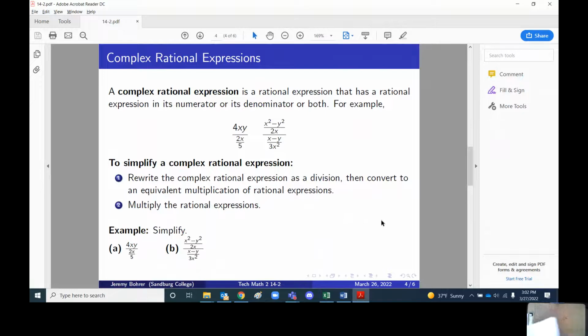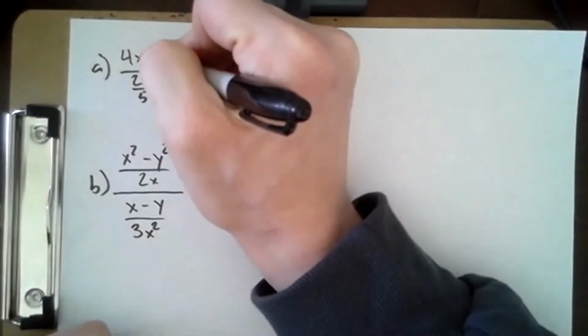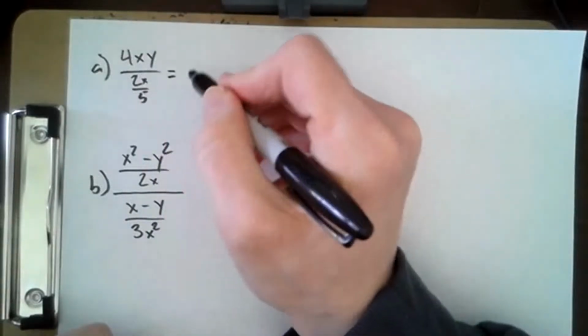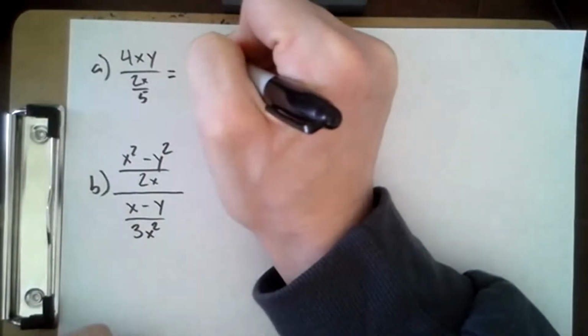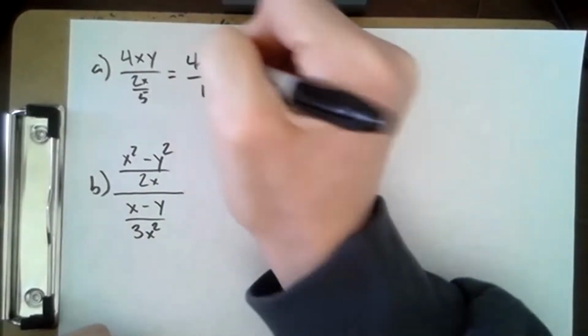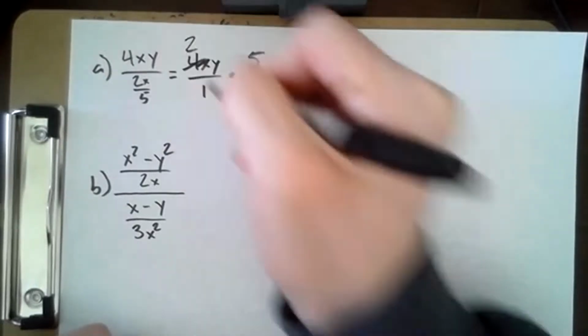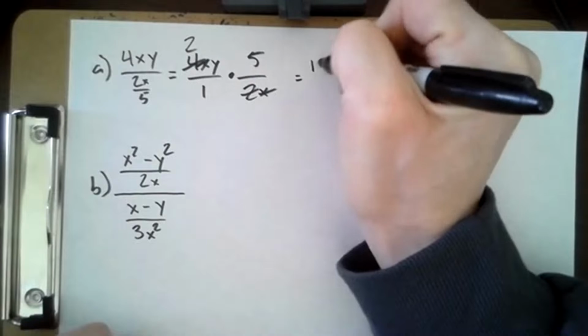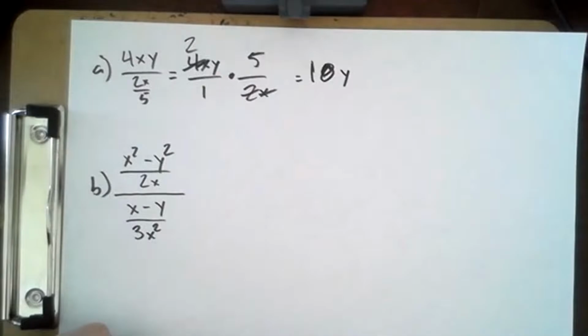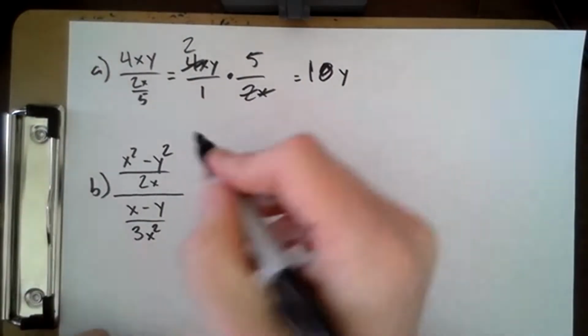On the next page, we are asked to simplify these complex rational expressions. The first step is to rewrite the problem as fractional multiplication. So 4xy over 2x over 5 is 4xy over 1 times 5 over 2x. Now I can cancel the x's there. I can cancel that 2 with one of the 2's and the 4. I'm left with 10y, because everything in the denominator that we need to worry about is canceled.